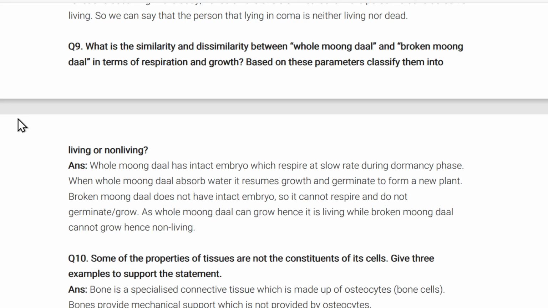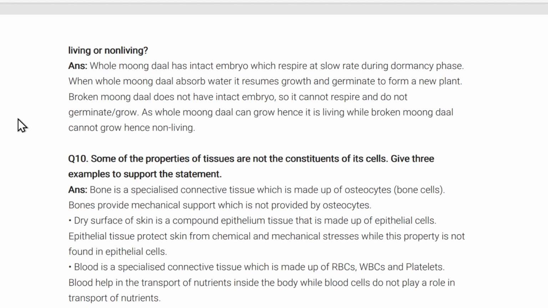Question number 9. What is the similarity and dissimilarity between whole moong dal and broken moong dal in terms of respiration and growth? Based on this parameter, classify them into living or non-living. Whole moong dal has an intact embryo which respires at a slow rate during the dormancy phase. When the whole moong dal absorbs water, it resumes growth and germinates to form a new plant. Broken moong dal does not have an intact embryo, so it cannot respire and does not germinate or grow. As whole moong dal can grow, hence it is living, while broken moong dal cannot grow, hence non-living.